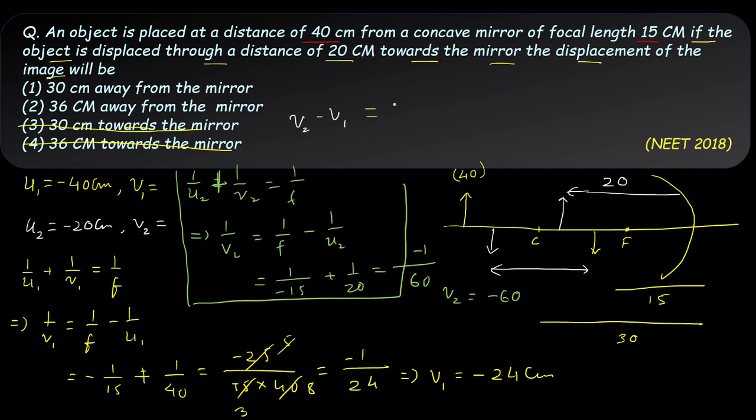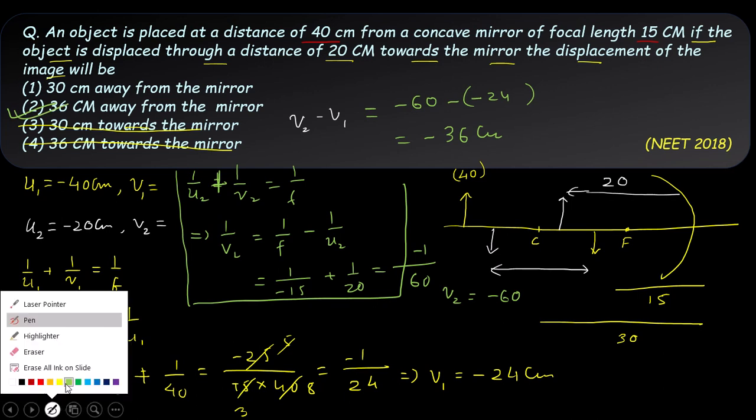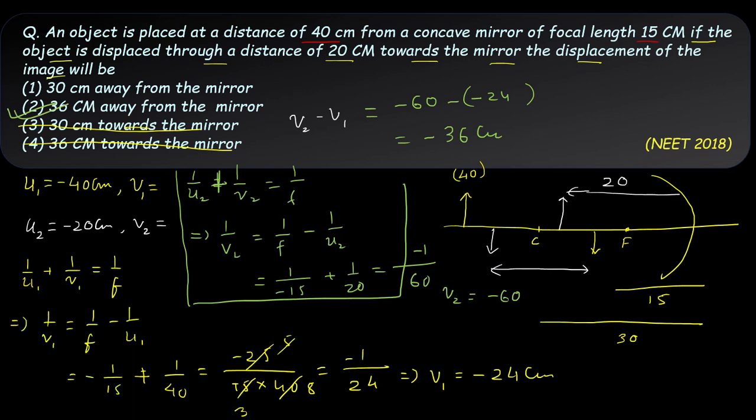Therefore, the displacement of the image will be minus 60 minus minus 24, which is equal to minus 36 centimeter. Minus means it is going in the minus x direction according to the NCERT sign convention. So this is option B. Let's move on. One more thing before we move on.